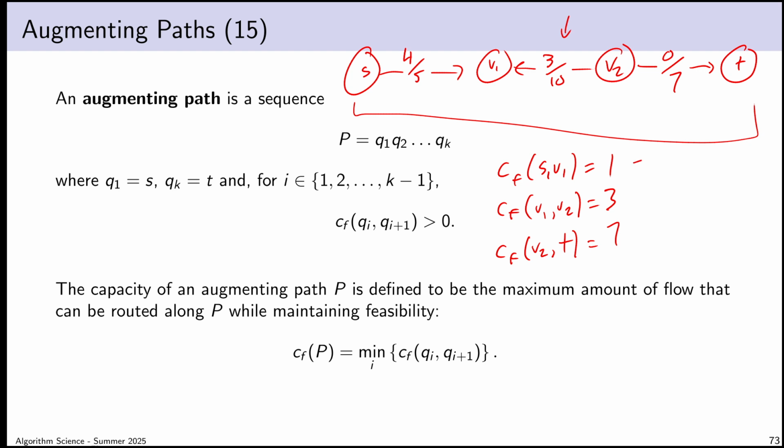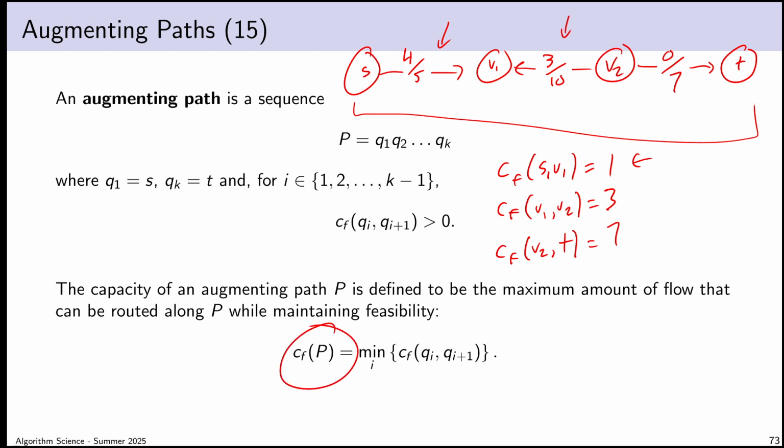Well, the answer is 1 unit, because of course I'm constrained by whichever edge is the bottleneck, and in this case it's this edge here. So because I often want to know this information, what is the maximum amount of flow I can push across a particular augmenting path P, I'm going to define that as its own special case of residual capacity.